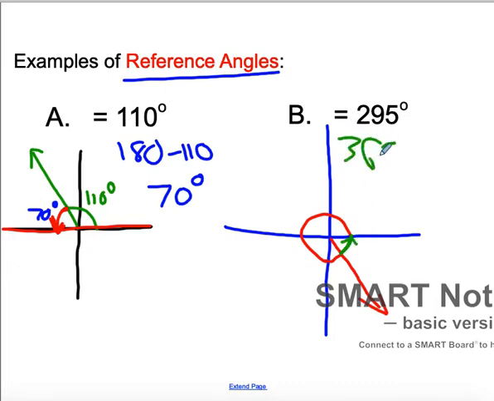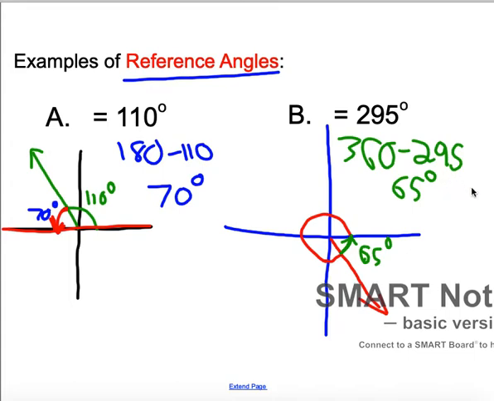So you do 360 minus 295. Okay, and then you plug that in. Hopefully we can do that in our head, right? You get 65 degrees. So this would be a nice 65 degree reference angle.